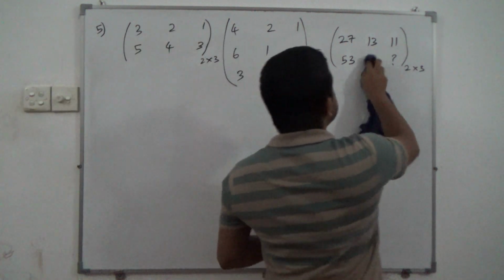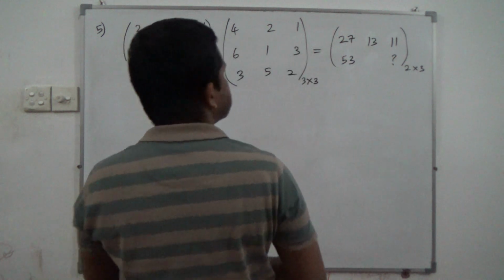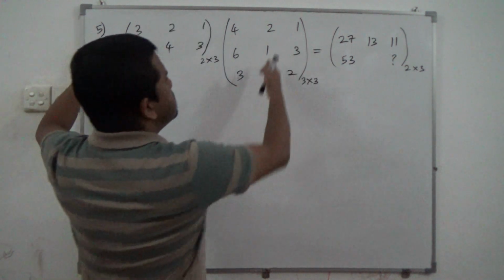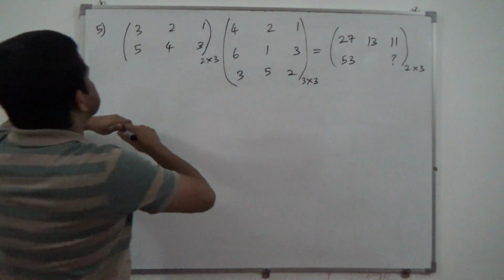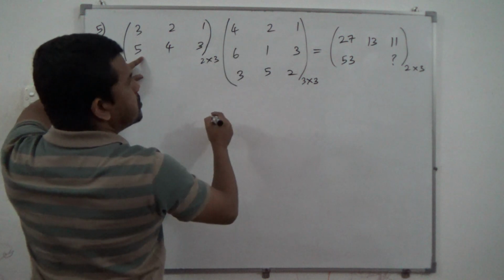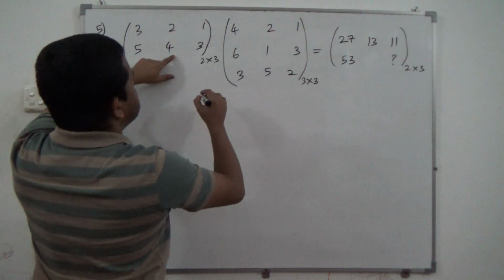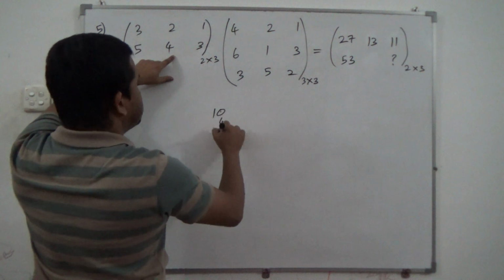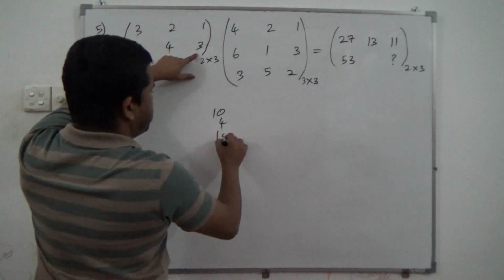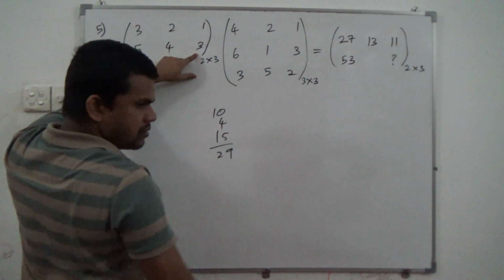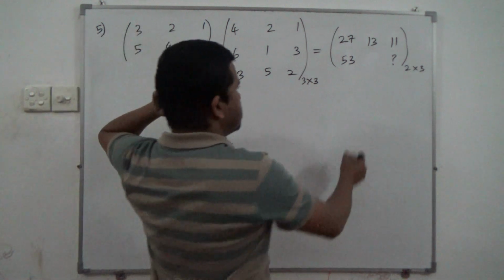Now we have to find this one, this row and this column. 5 into 2, 10, 4 into 1, 4, 3 into 5, 15. The answer is 29.